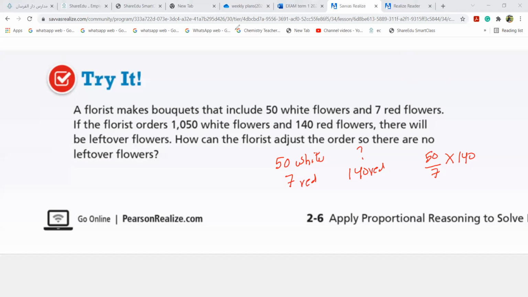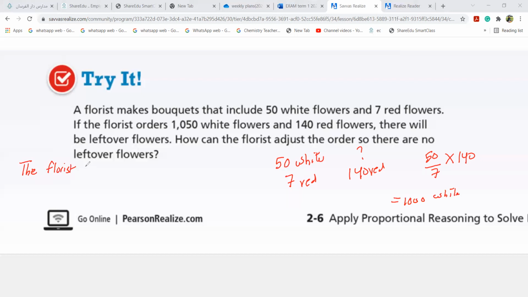But I can adjust, right? What will I do? I will use 1,000. I can just write here 1,000 white flowers and 140 red flowers. Yes. So now write here, the florist can change. You can write here with me.